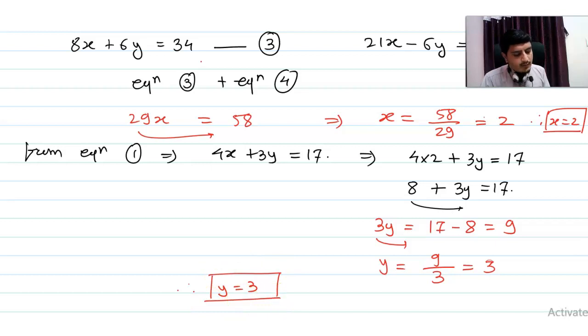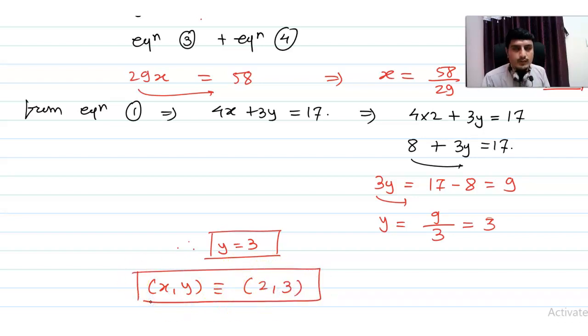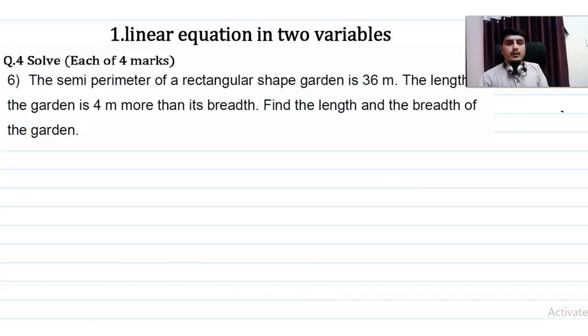So once we simplify the given simultaneous linear equations in two variables, we are getting the value of x comma y to be equal to: x is 2 and y is 3. So x comma y equals 2 comma 3. Now look at question number 6. Last question we have from question number 4.